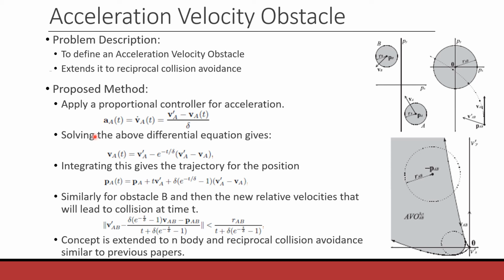velocity, and then they solve the differential equation above, which gives them the velocity of A, and integrating them gives the position of the A robot. And a similar thing can be done for the B robot. And now considering that we want to find the relative velocities that would lead to a collision at time t, we formulate the below formula. And this concept can be easily extended to n-body and reciprocal collision avoidance as shown in the previous papers.